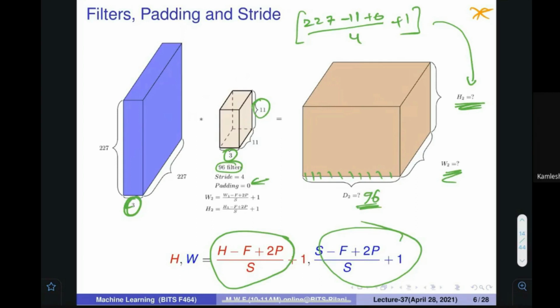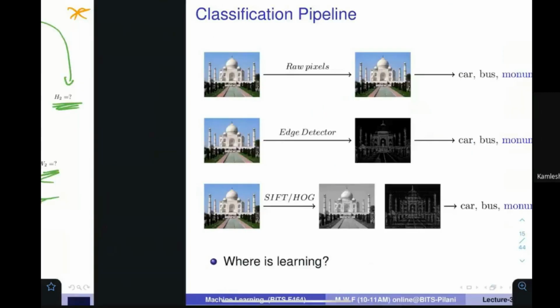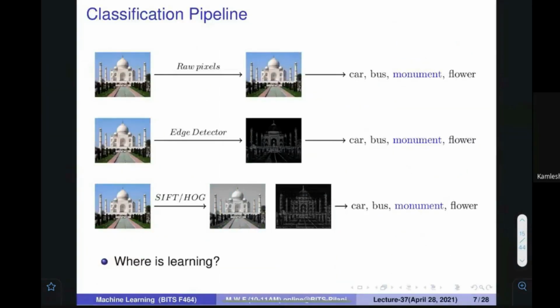So the input was this. You apply this particular filter. What is the output you achieved? This is a very interesting thing. So ultimately, with this image I got this feature. What you should understand is that for this image you got this particular feature. That's it. This was the image.